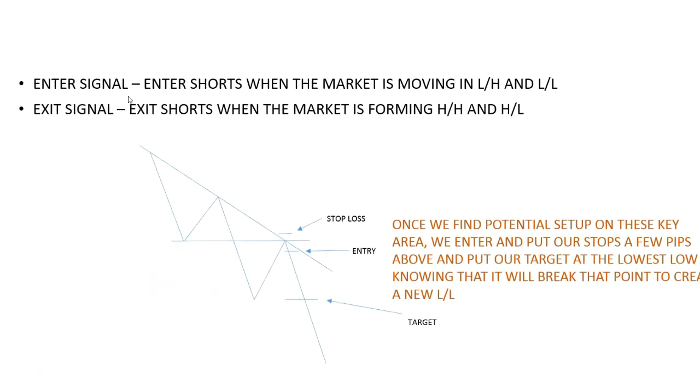Now we're looking at the downtrend scenario. Entry signal: enter shorts when the market is moving in lower highs and lower lows. Exit signal: exit shorts when the market is forming higher highs and higher lows, meaning that it starts to reverse. The market came from a high, created a low, then a lower high that couldn't break the high, and it broke the low, so now we're in a downtrend.